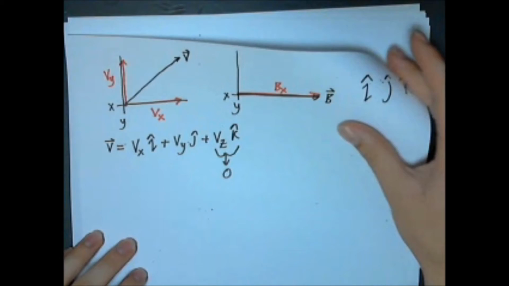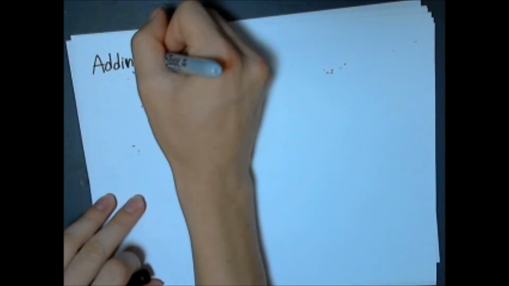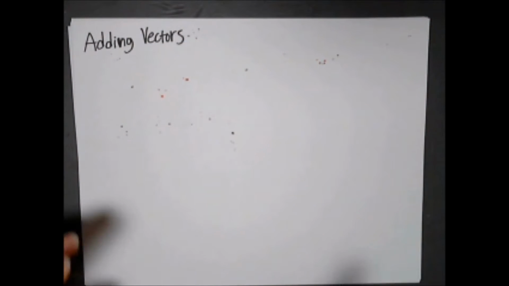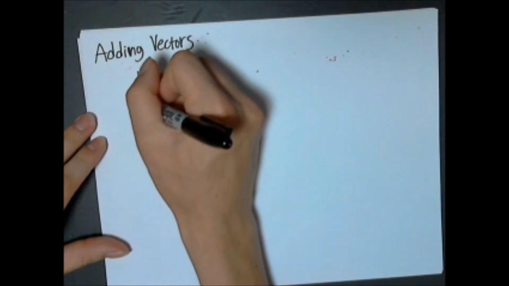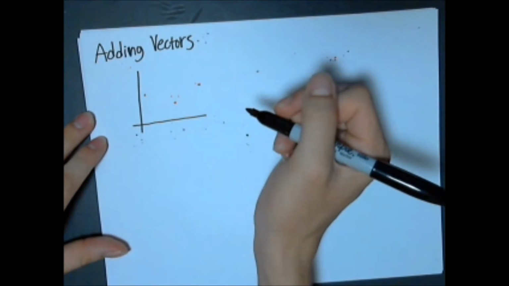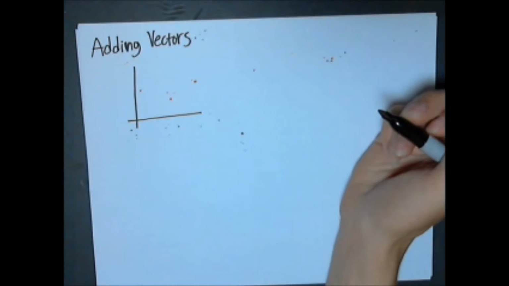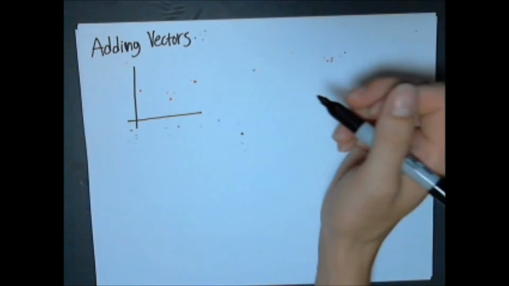And while we're on the topic of adding vectors, let's discuss that now. So in terms of adding vectors, there are a couple ways of doing this. We'll discuss two. The first of which is known as the tip-to-tail method. Say that we have two vectors. We'll just call them vector A and vector B. And to add them, all you have to do is place the tip of one vector at the tail of the next vector. It doesn't matter what order you do this in, I'll demonstrate.